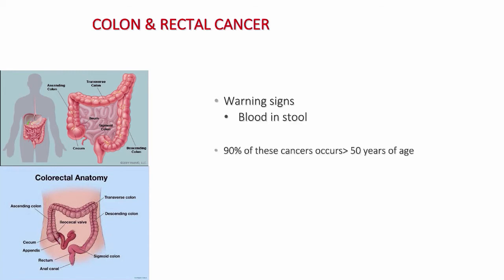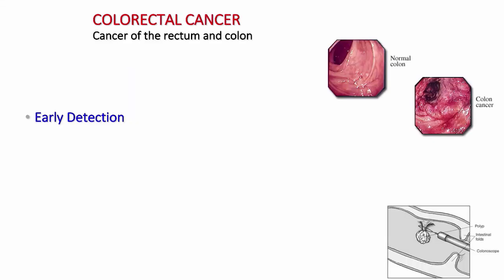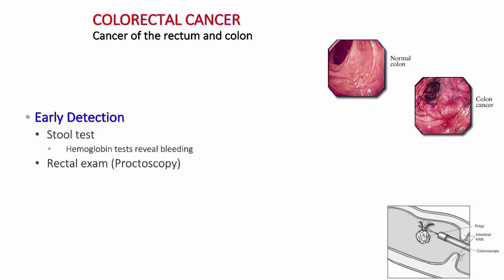Warning signs are blood in the stool. 90% of these cancers occur in individuals who are older than 50. Screening test for colon cancer is the ultimate master cleanse known as the colonoscopy. Okay, well, first we have a stool test where you take samples of the stool and it gets tested to see if there's any blood in the stool. A rectal exam where, yes, it's just what it sounds like, a doctor wearing a glove will feel into your rectal area for any changes, for any lumps.